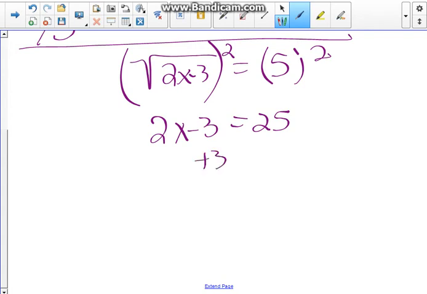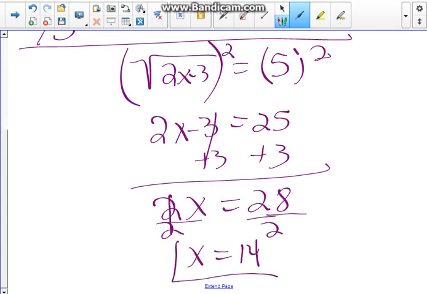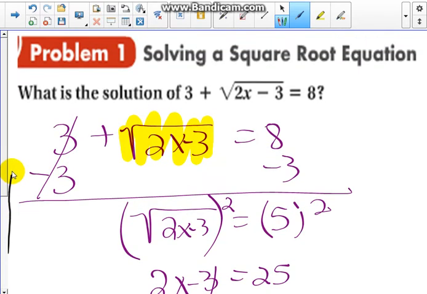Add 3 to each side. And I get 2x equal 28. Divide each side by 2. And I get that x is equal to 14. And that is my answer. Now, what you want to do when you finish is to check your answer. You plug it back into the original equation.